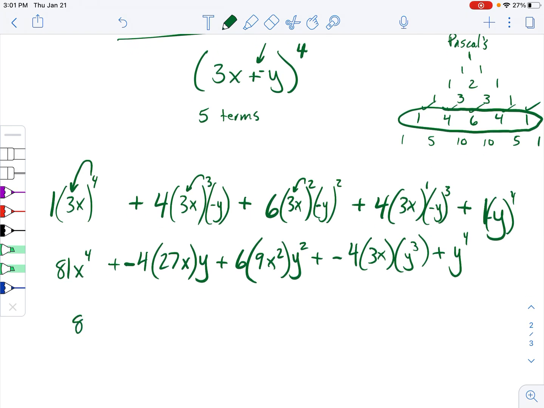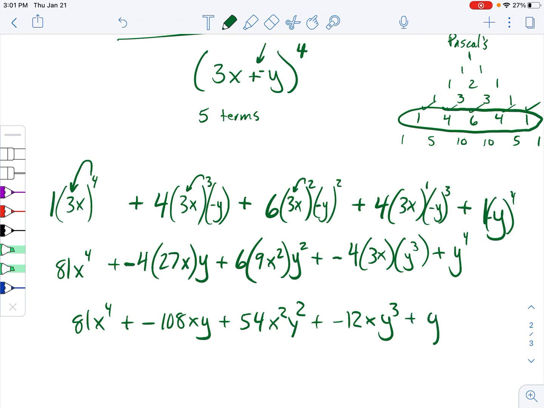So I'm going to continue to clean this up. And so the most important thing to remember is to keep track of your negatives and also make sure you follow order of operations. Powerize your coefficient before you multiply by your Pascal triangle number.